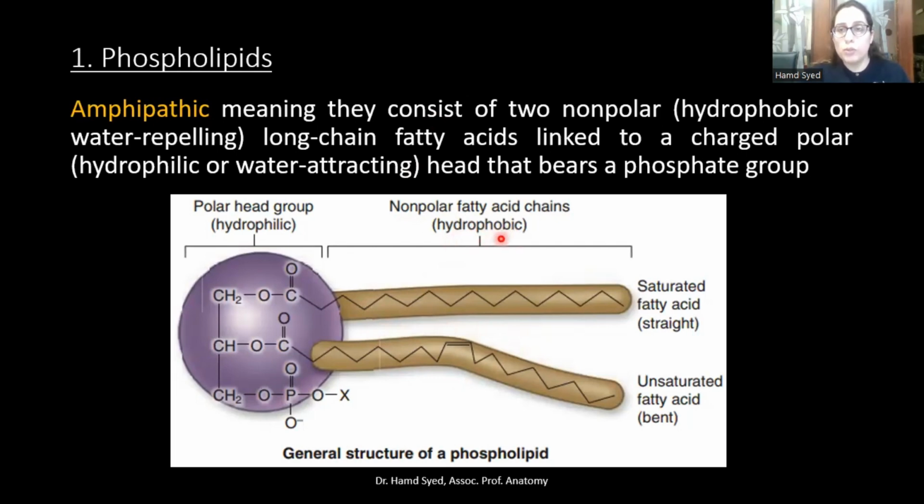So it is going to be positioned away from the extracellular or the intracellular environment. And on the other side, we have the polar head of the phospholipid. The polar head is hydrophilic, which literally means it is the water-loving head. So this is the part which is going to be facing the extracellular and the intracellular environments. When the phospholipid has these two parts, the polar group and the non-polar chains, this is what makes it amphipathic.